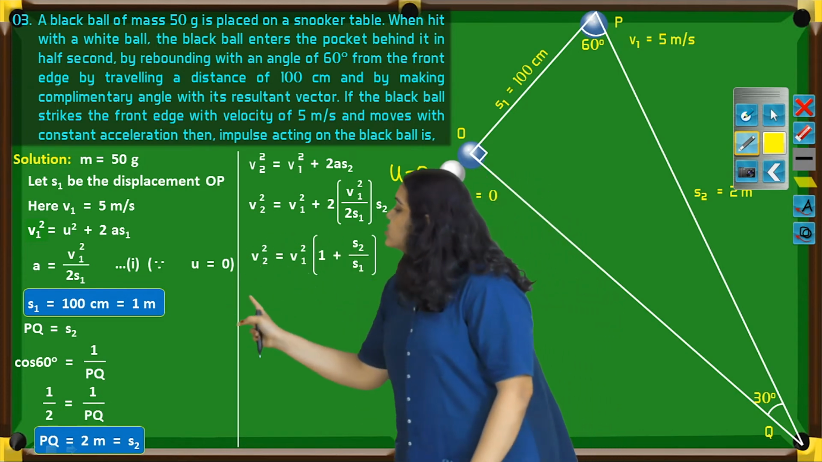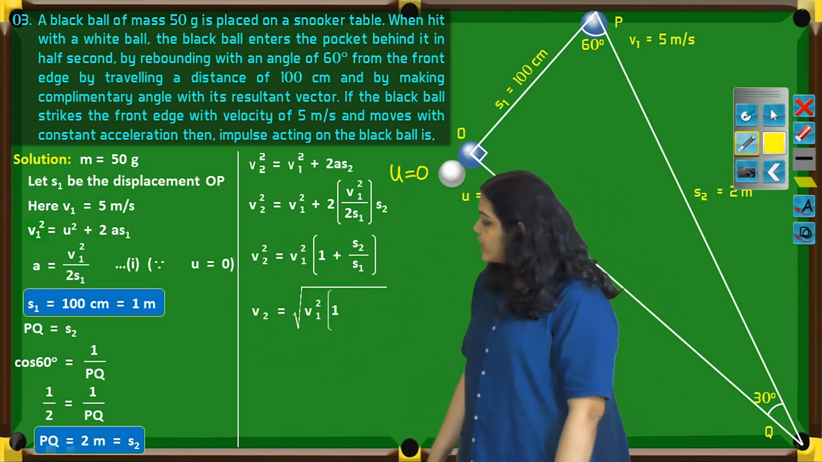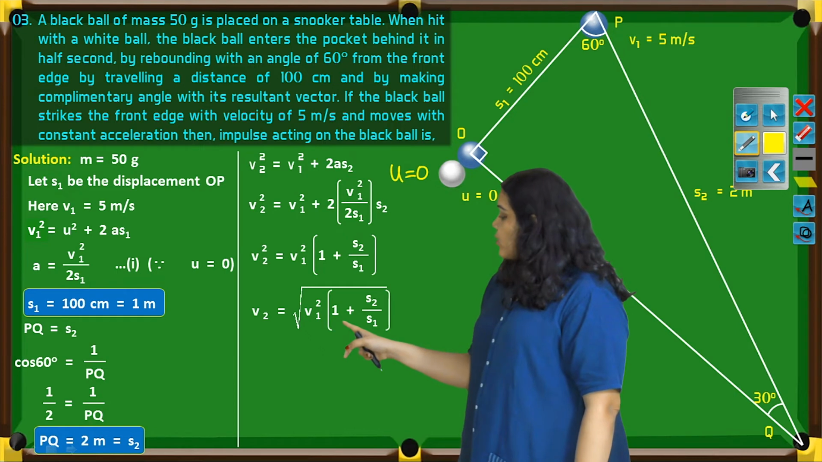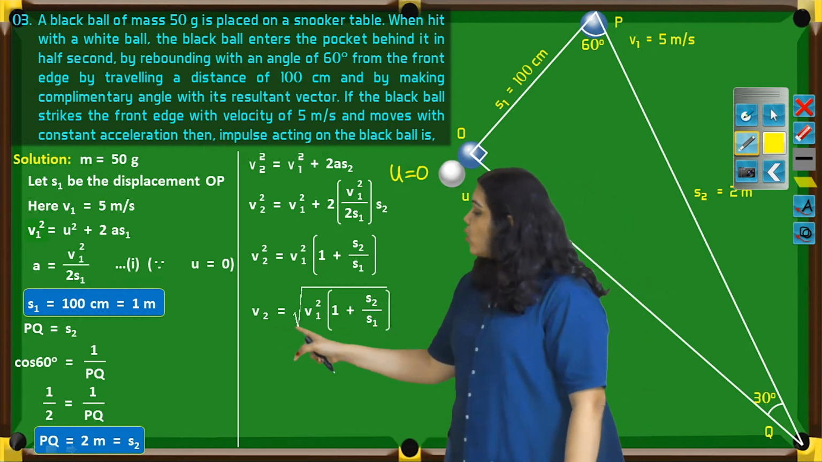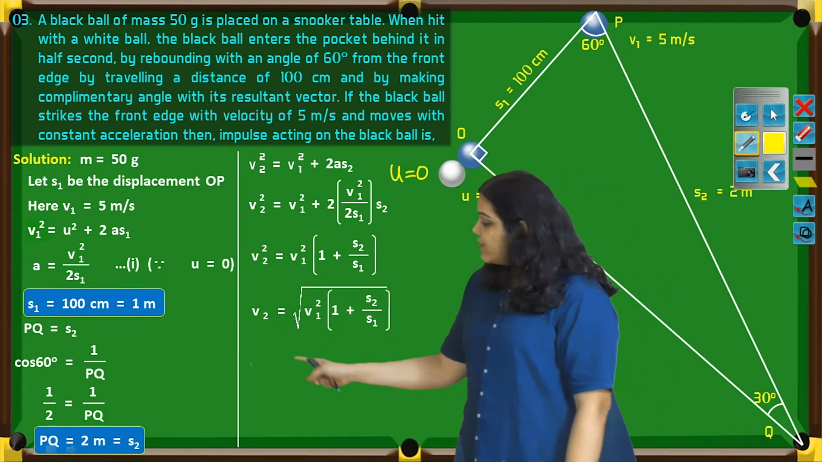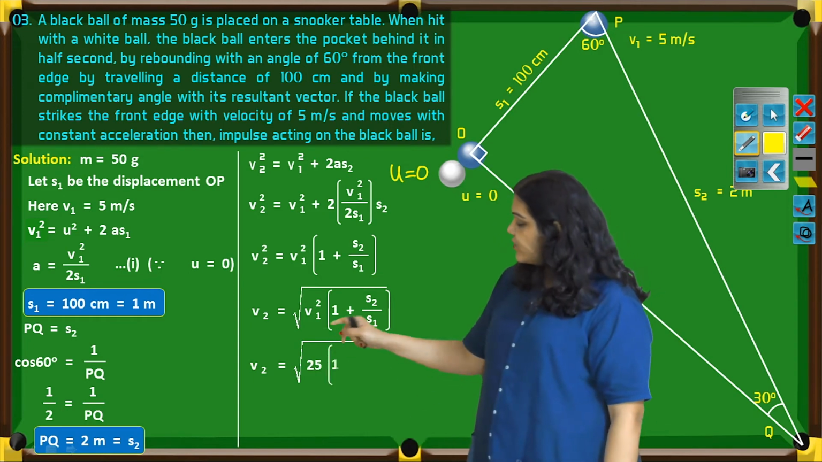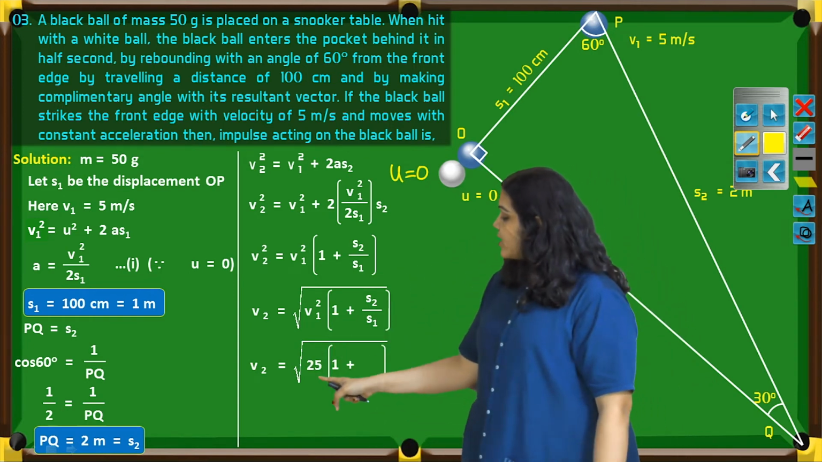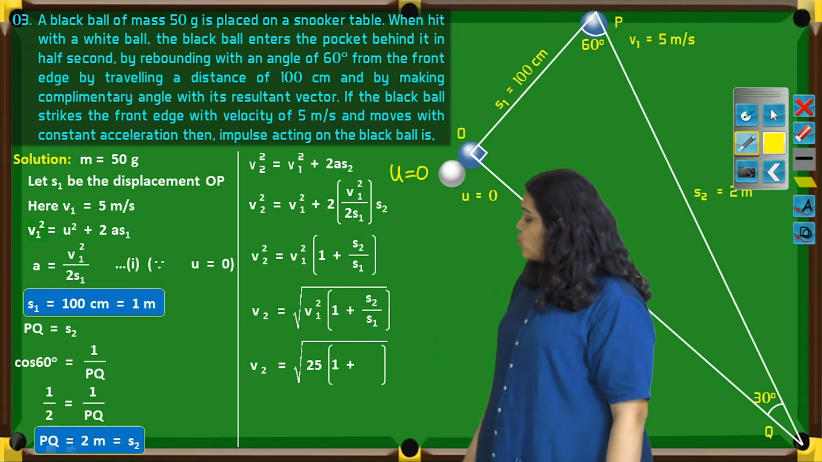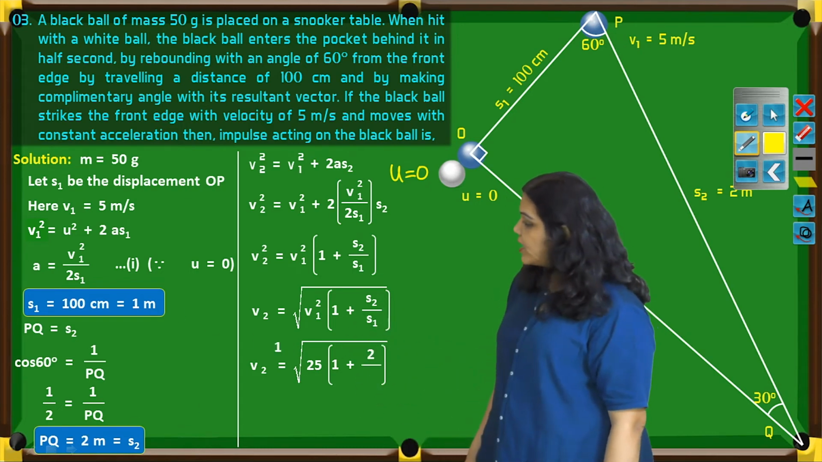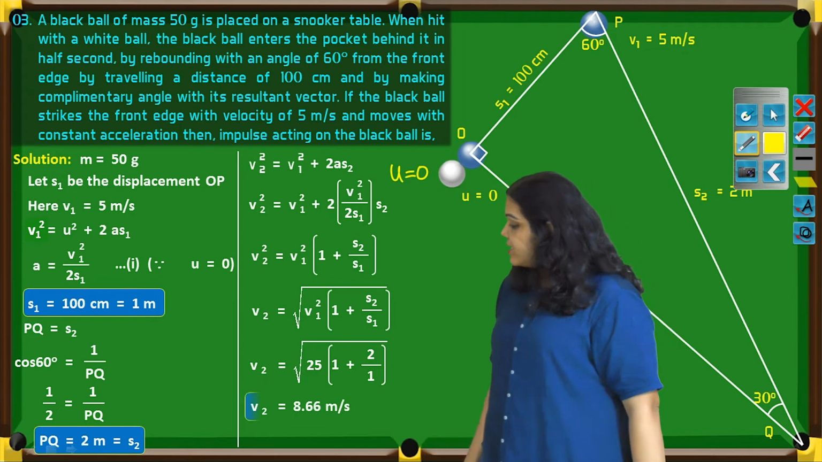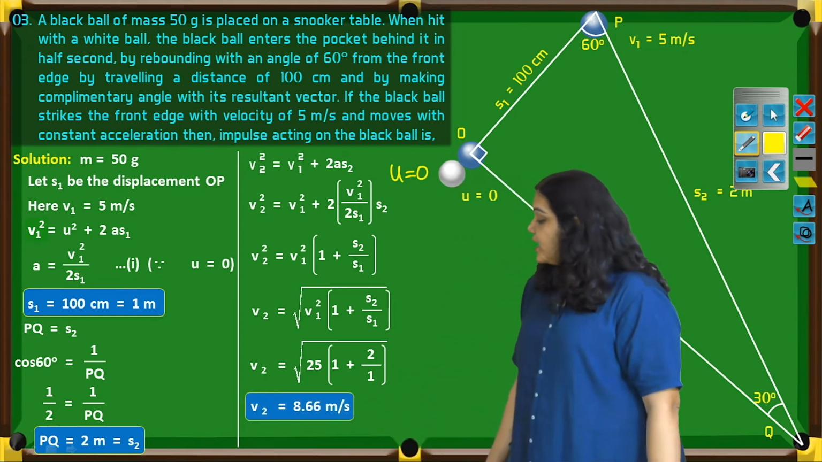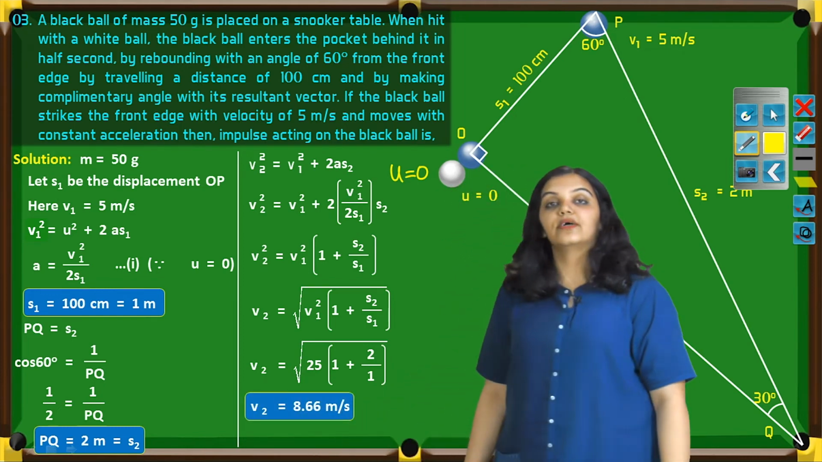Now if I rearrange this formula, I will get the value of v2 as root of v1 square into 1 plus s2 upon s1. So now I will find the value of v2. What is v1? v1 we know is 5 meter per second. So v1 square is 25. 1 plus s2 upon s1. s2 is 2 meter and s1 is 1 meter. And this gives me the value of v2, that is 8.66 meter per second.